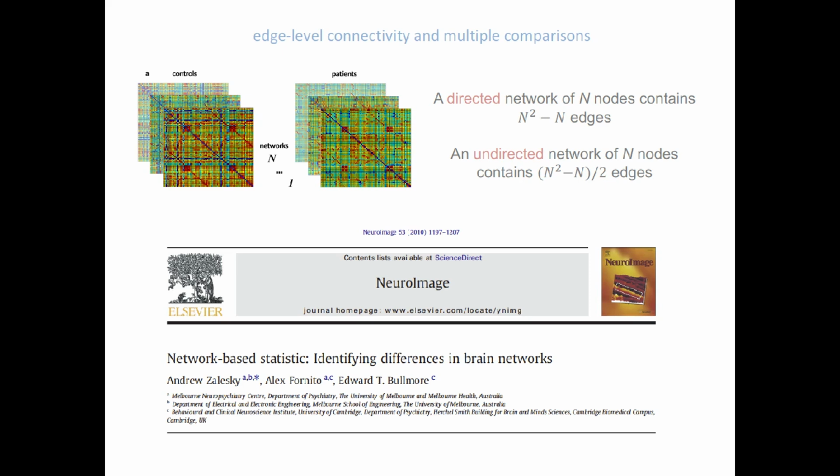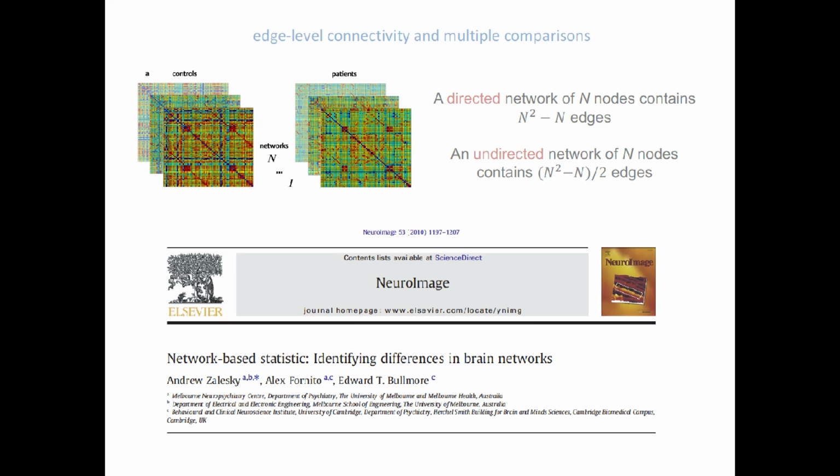But this is a very big multiple comparisons problem. So in a directed network, we've got n squared minus n edges. In an undirected network, the same number divided by 2, right? Because the upper and lower triangles are mirror images. So how can we do that?